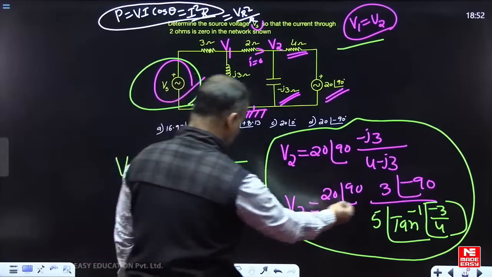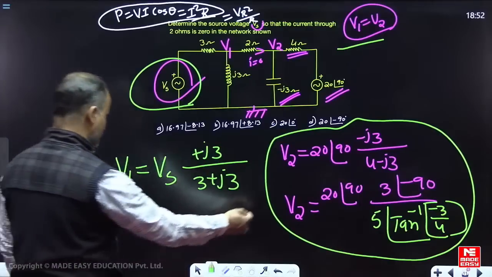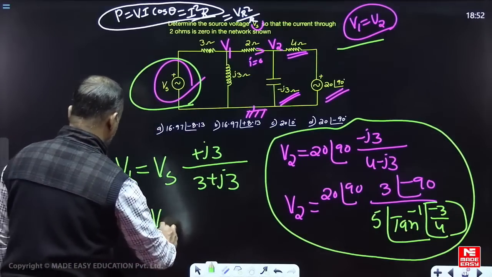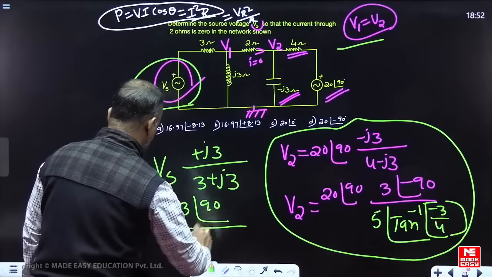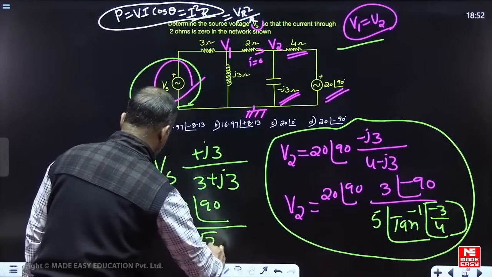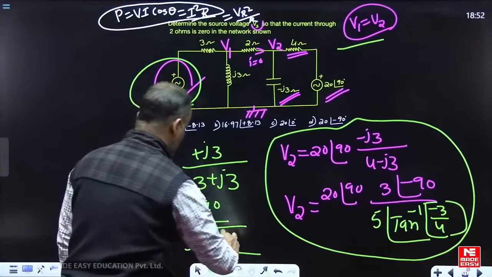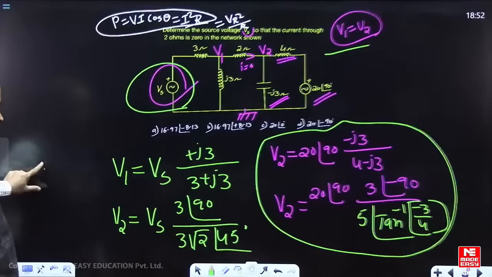Now regarding V2, we already calculated it in this example. Whatever V2 value you get, just substitute it here. In place of V1, write the V2 value. Vs is 3 at an angle 90. Denominator we write is 3 root 2. What about the tan inverse of 3 by 3? 3 by 3 means the angle is 45 degrees.